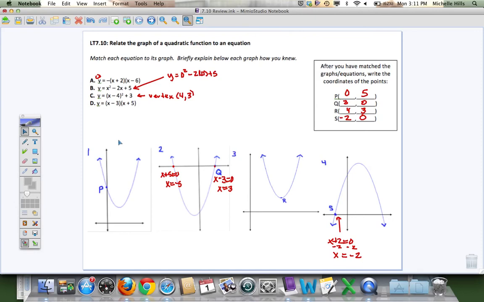It's possible that graph 1 and graph 3 could be a little bit confused. You shouldn't find on your test that there are two that you might think are the same point. But I do know that if the vertex is at positive 5 here, it's not probably very reasonable to think that this is the point 4, 3.